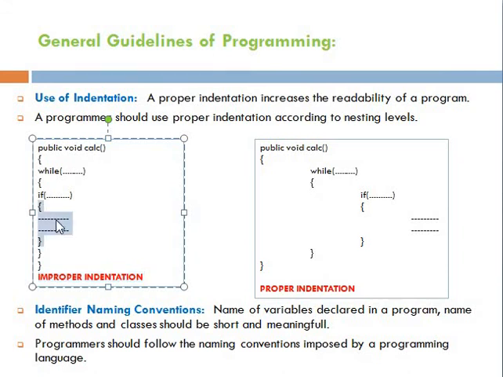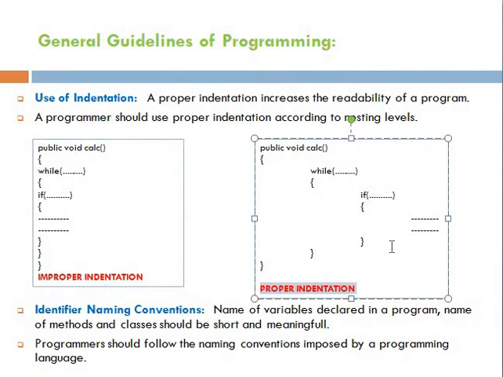This portion denotes the nesting level of the if statement, and this entire portion denotes the nesting level of the while loop. The if statement is contained within the while loop. Now, if you look at this piece of code, the indentation here is not proper. Due to improper indentation, it becomes very difficult for any user to read this piece of code.